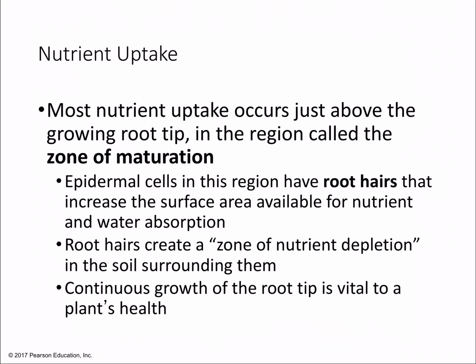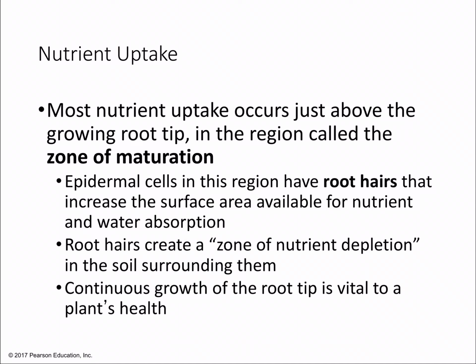So where does this take place on the root? Most nutrient uptake occurs just above the growing root tip, in a region called the zone of maturation, which we talked about last chapter. The zone of maturation is where nutrient uptake takes place in plants. In this region, the epidermal cells have root hairs, and as we know already, root hairs increase surface area for absorption. So where you have root hairs, you expect to have the most absorption.